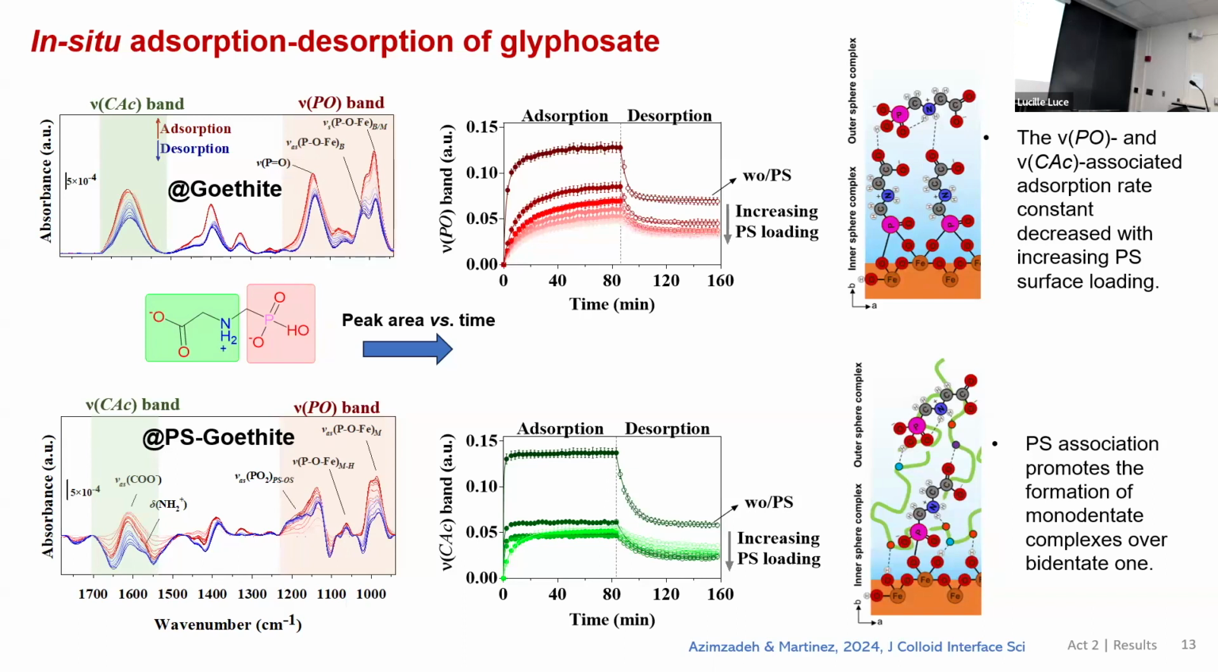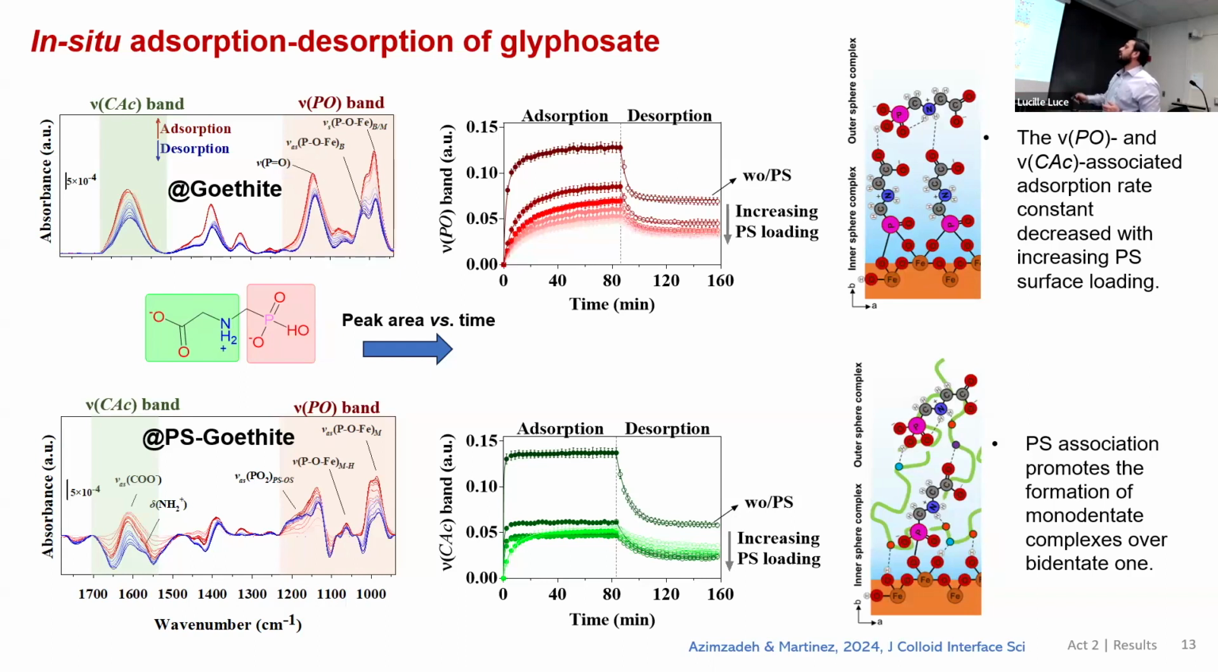So on the right-hand side, we are looking at the PO band, which is related to the interaction, the adsorption of glyphosate. And on the left-hand side, you have the carboxylamine couple peak that shows the green part of the glyphosate. And I looked at peak area versus time. This is how you can figure out how much you have and how it changes as a function of time. So this is for the PO band, and this is for the carboxylamine couple band.